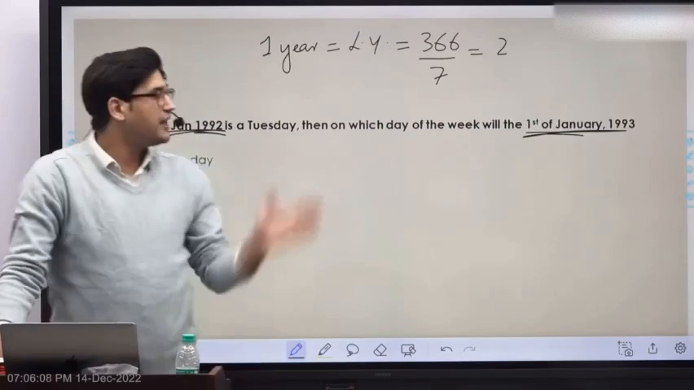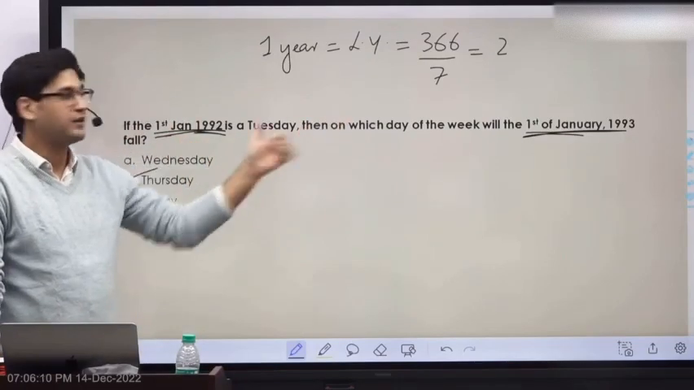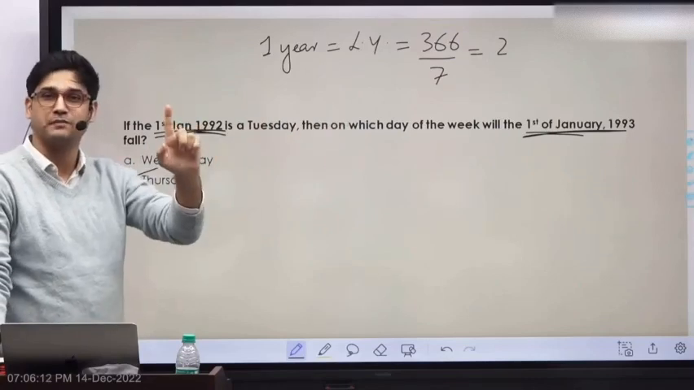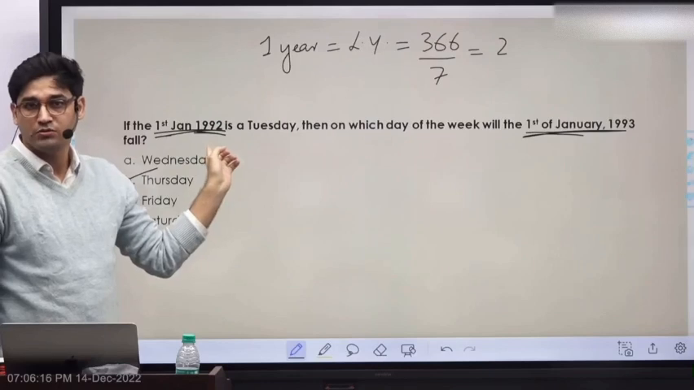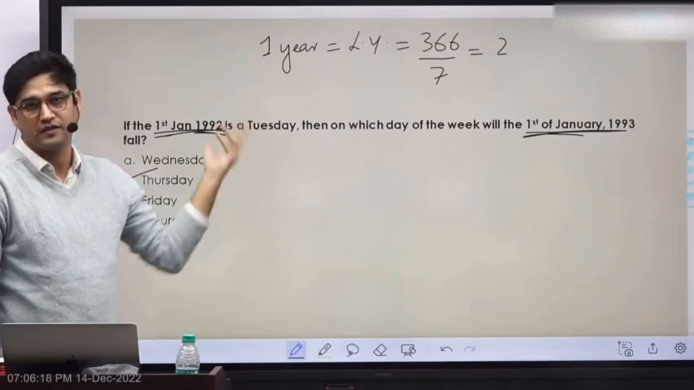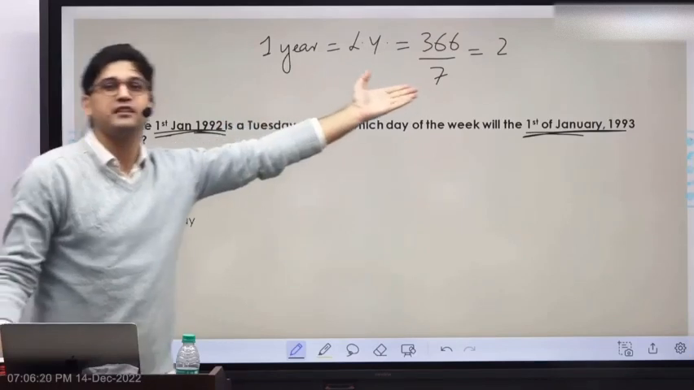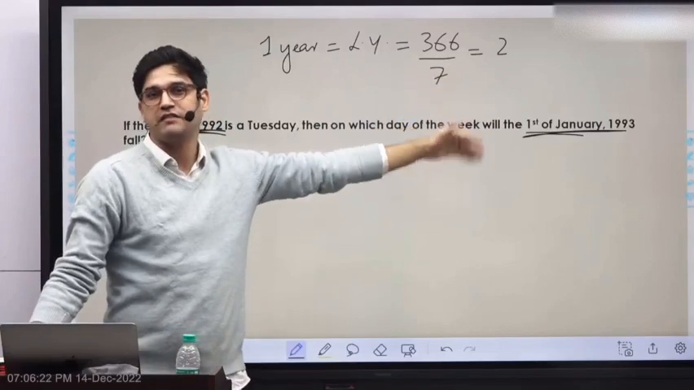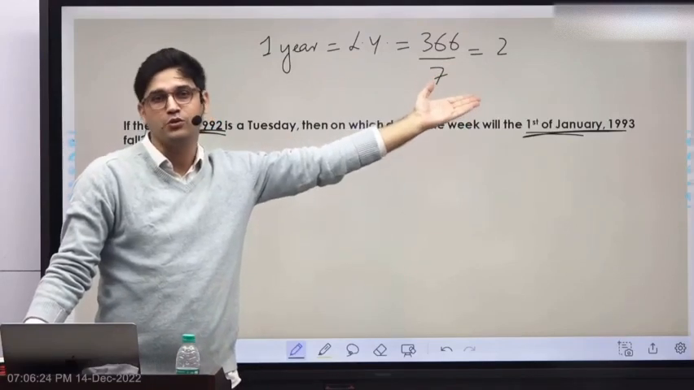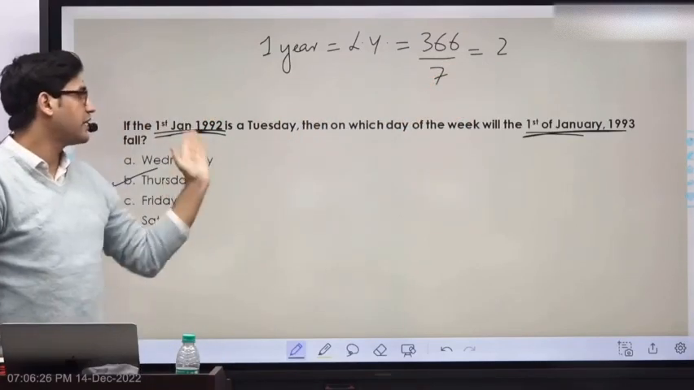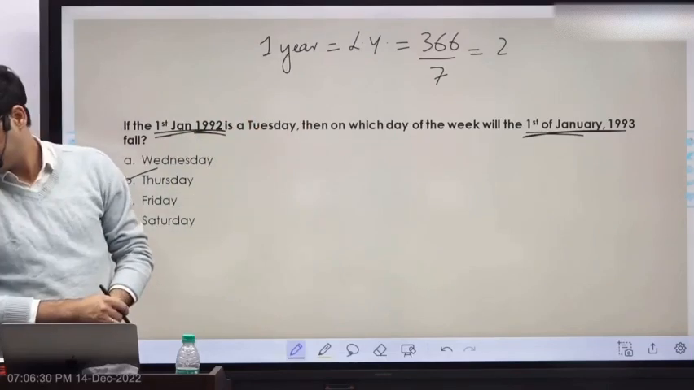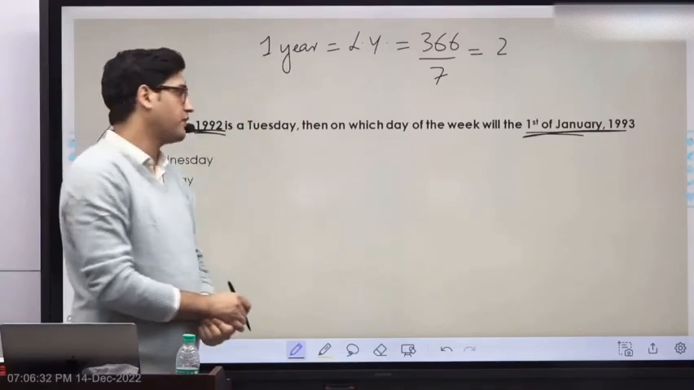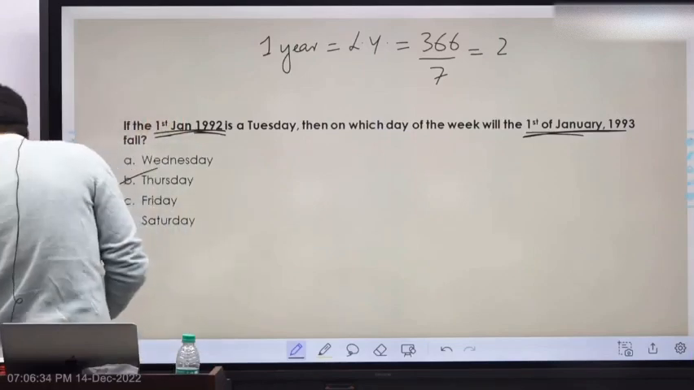A year has passed. The date is the same. The year changes. The year that has passed is a leap year. It's 1992. 1992 is divisible by 4. It's a leap year. How many days in a leap year? 366. Divided by 7, you get remainder of 2. Just add 2 to it. You'll get Tuesday plus 2, which is Thursday. Okay, perfect. Let's do the next one.